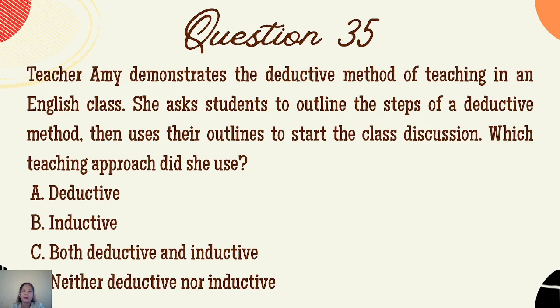Now question number 35. Teacher Amy demonstrates the deductive method of teaching in an English class. She asks students to outline the steps of a deductive method, then uses their outlines to start the class discussion. Which teaching approach did she use? So the correct answer is letter A, deductive. In the deductive method, the teacher provides rules or general principles first, followed by specific examples or applications.